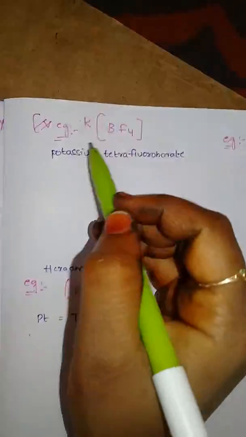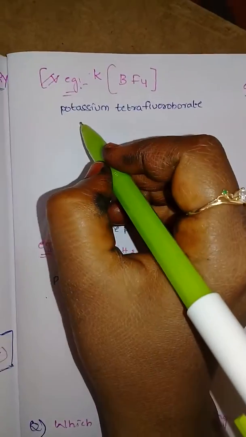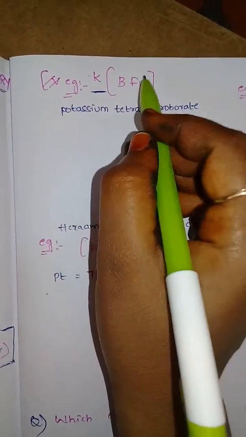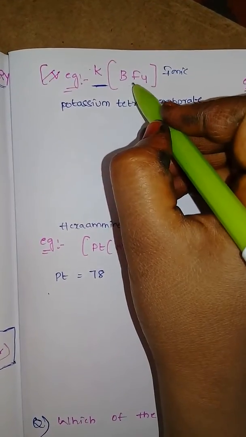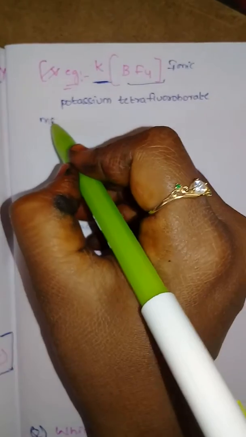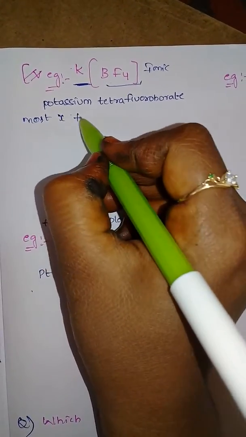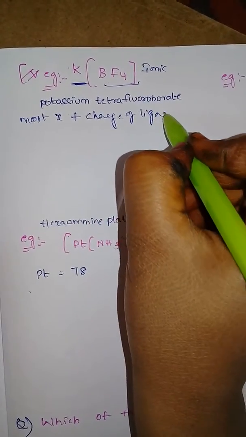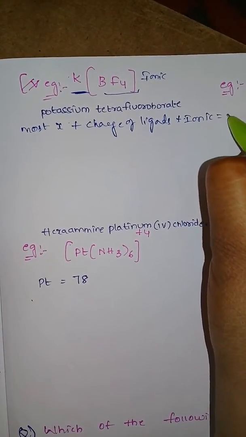Next example, see here: K[BF4]. First find the oxidation state of the metal. What is this? An ionic complex. Ionic complex means this complex has both a coordination sphere and an ionic sphere. What is the formula? Oxidation state plus charge of ligands plus ionic sphere is equal to 0.